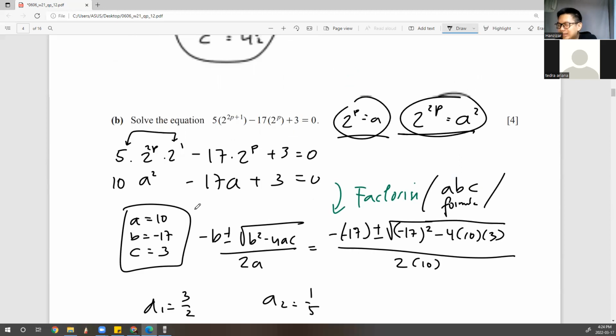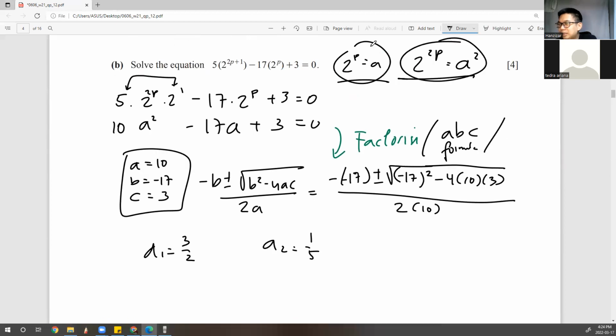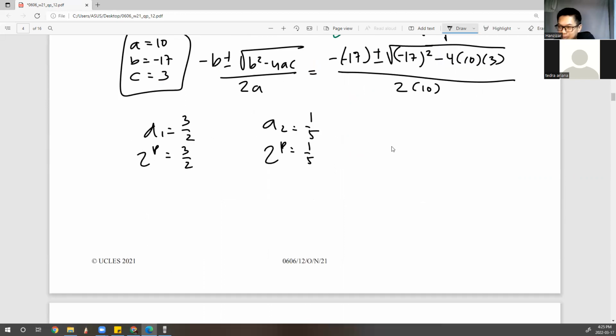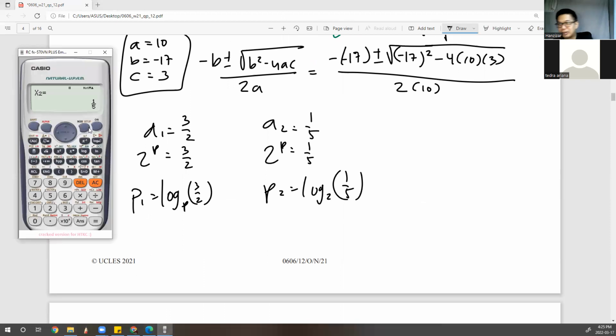And again, this is not the real answer. The real answer is 2 power p, right? 2 power p equals 3 over 2, and then 2 power p equals 1 over 5. How do you calculate the p? Using logarithm, right? p equals log 2 of 3 over 2, and log 2 of 1 over 5, or 0.2, but again, we need the help of a calculator. We cannot do it manually.